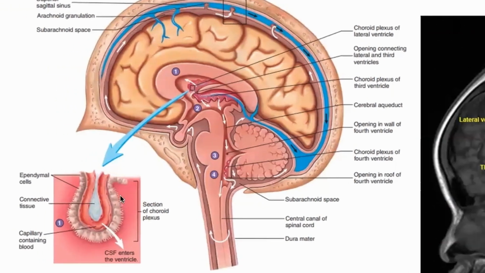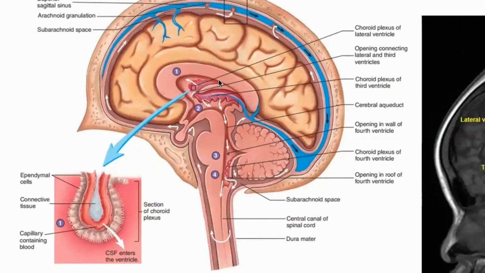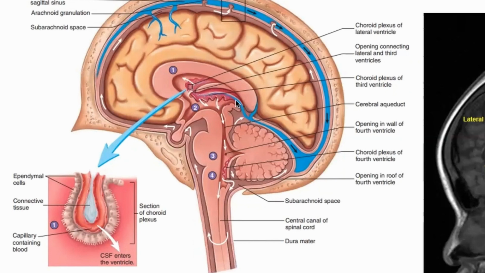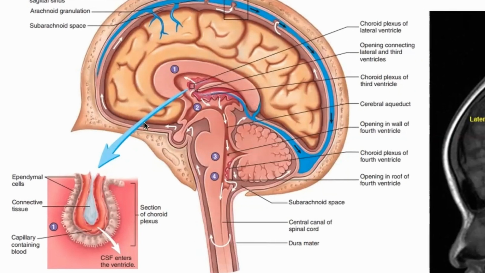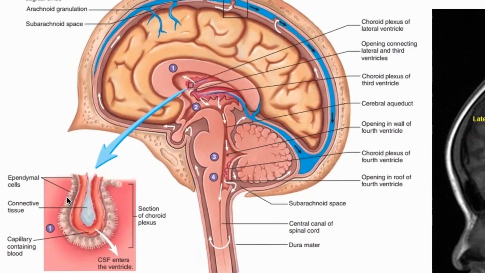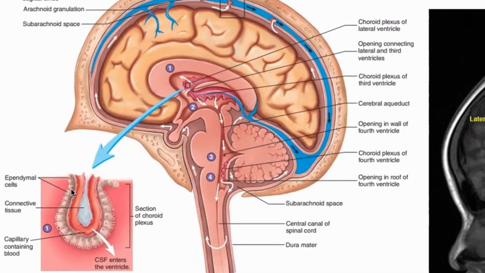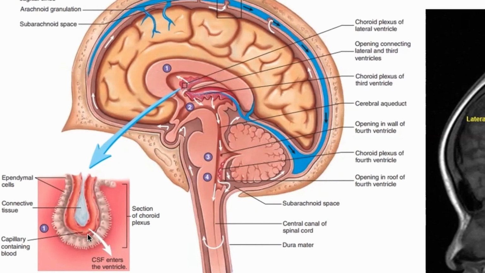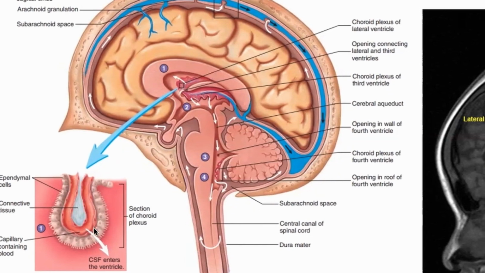This image is showing the ventricle here. There's a thing called choroid plexus in the lateral ventricle, and they actually have cells, ependymal cells. Similar to epithelial cells, they also have tight junctions on either side, and they are responsible for producing cerebrospinal fluid.